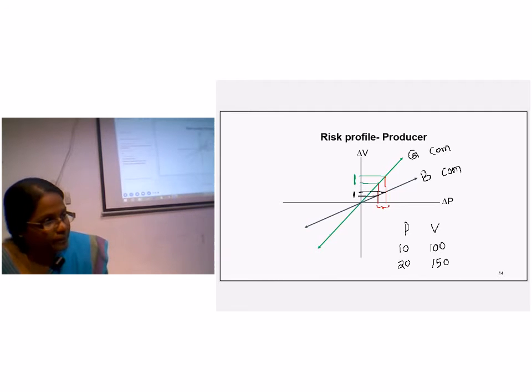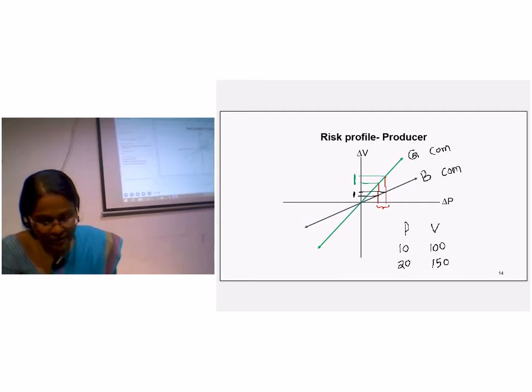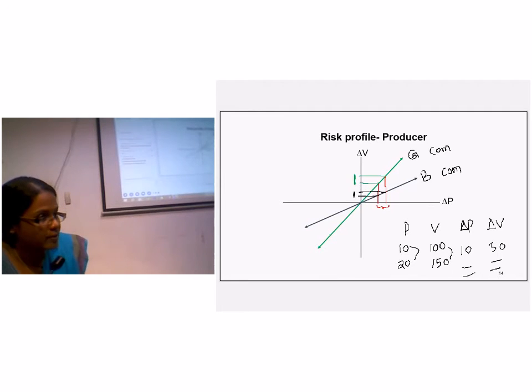How are you going to develop the risk profile? Can you draw the risk profile using this data? No. Because this relates to price and value, you need to find delta P and delta V, right? Don't forget that. Here delta P is 10 and delta V is 50. Likewise, you can find the other data points and develop the risk profile.